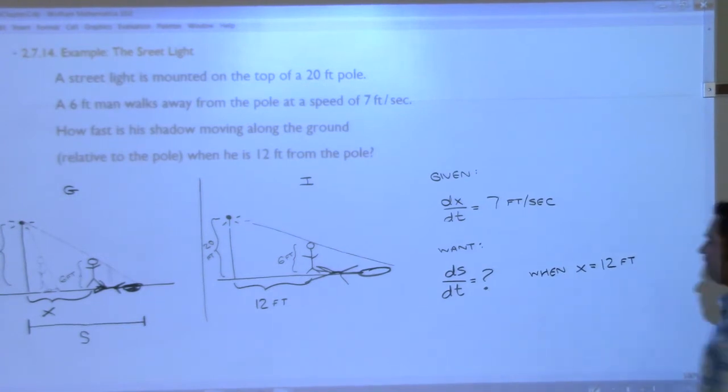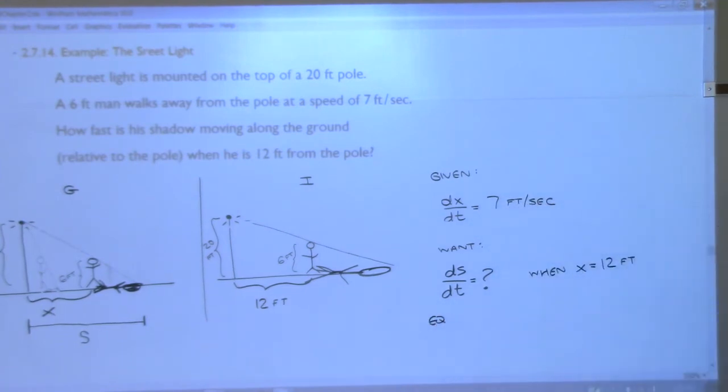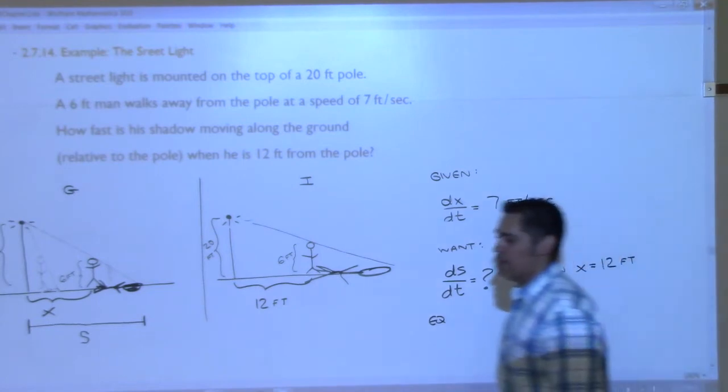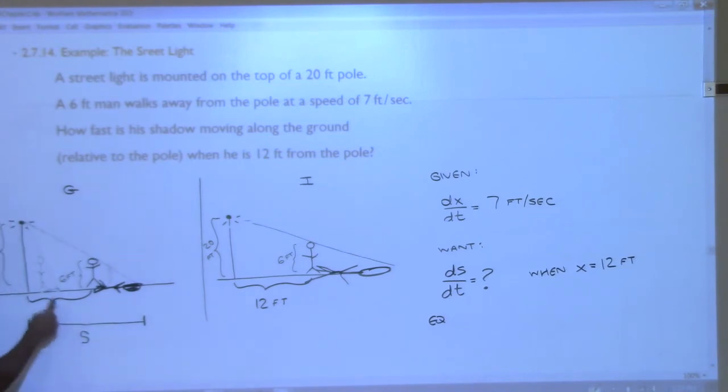Equation time. I need an equation that relates what two variables together? X and S. Anything you can think of that relates x and s together.